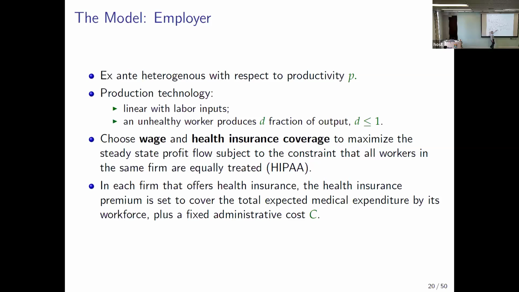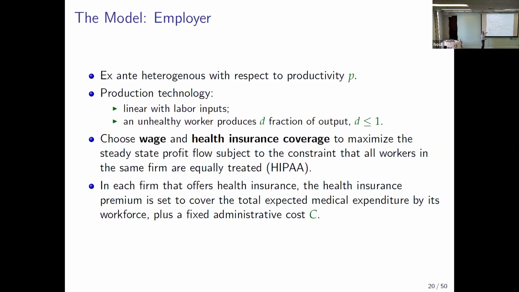will not be legal due to the law known as HIPAA, the Health Insurance Portability and Accountability Act. That's the law that prohibits firms from discriminating against workers based on their health. Offering health insurance is costly. If a firm offers health insurance, the firm must cover the total expected medical expenditure of all the workers plus some administrative costs.